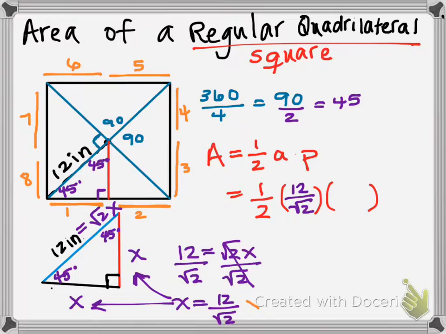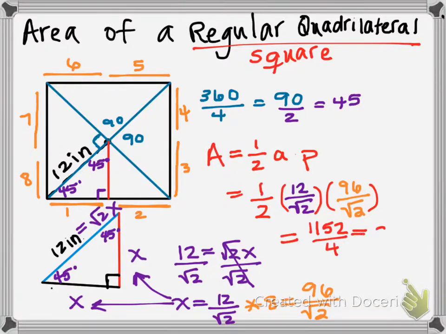So I could take my value for x, multiply it by 8, and find that my entire perimeter is 96 divided by square root of 2. Again, yes, it's a weird number. You can put it in the calculator if you want, but I just left it like that for now to keep an exact answer. When I multiply all of this together, I multiply my numerators and denominators first, but you didn't have to do that. But it comes out to 288 square inches. And that is the entire area.